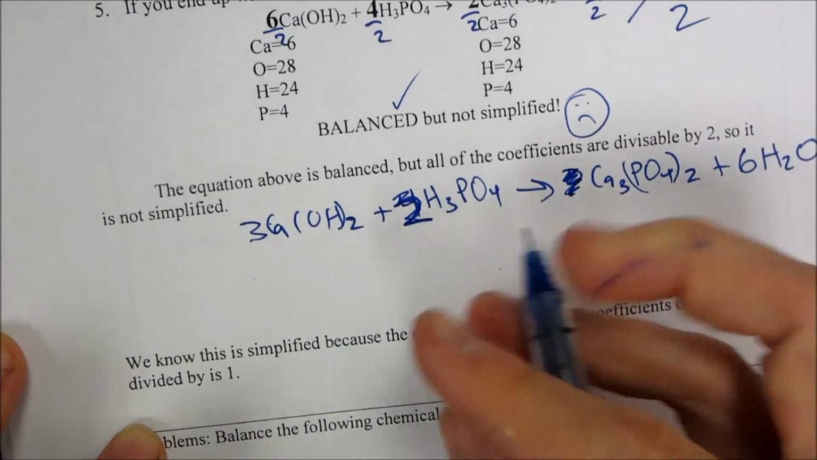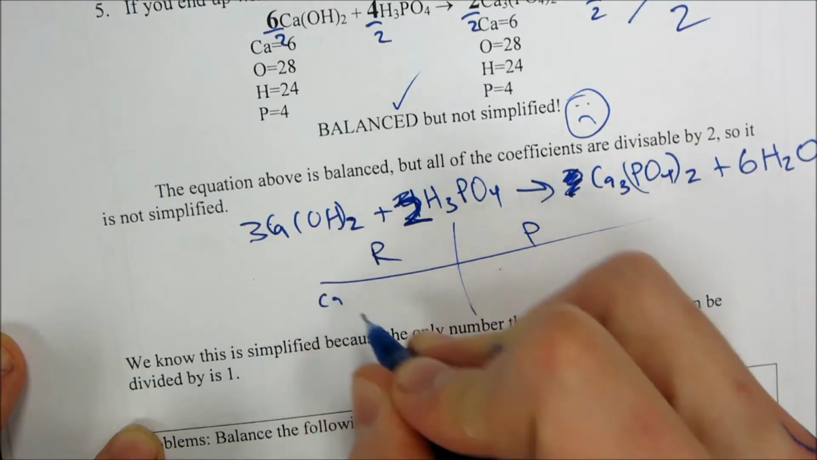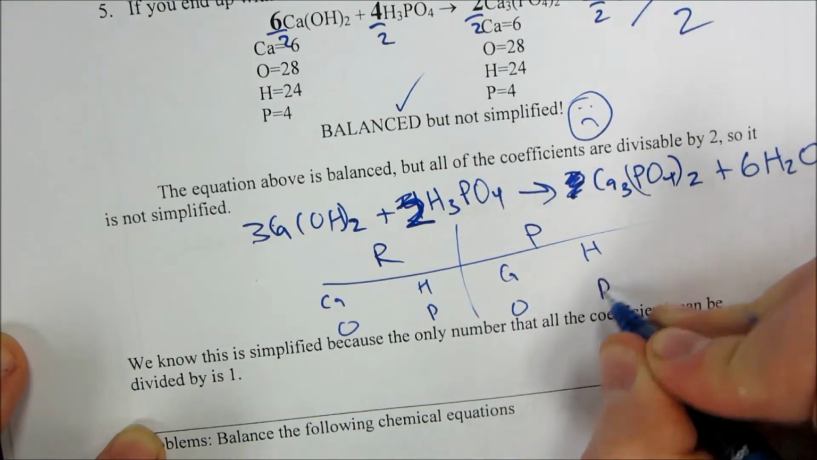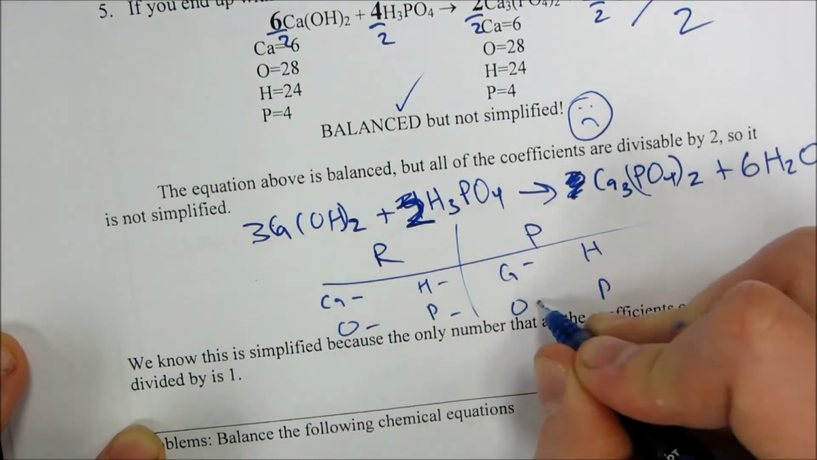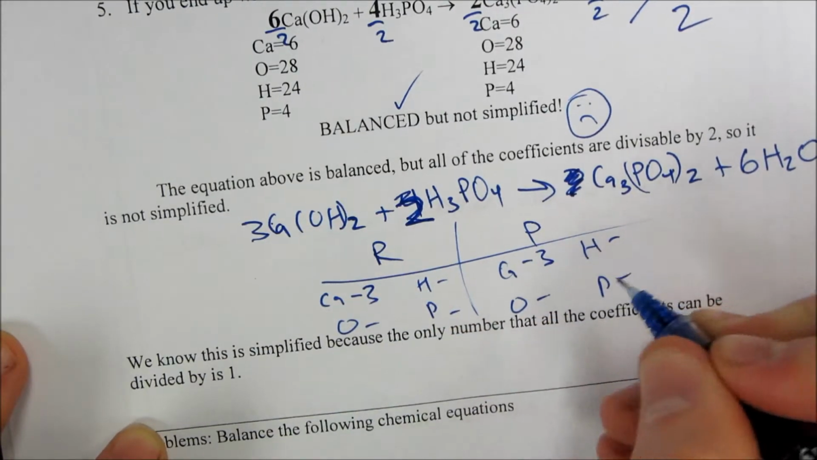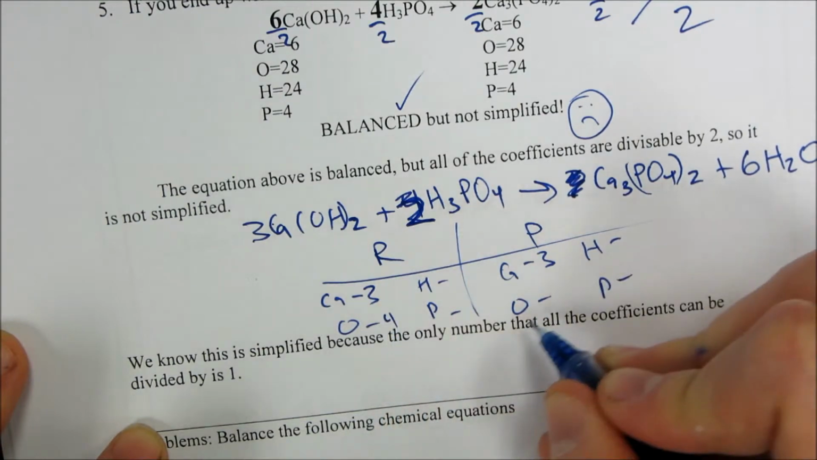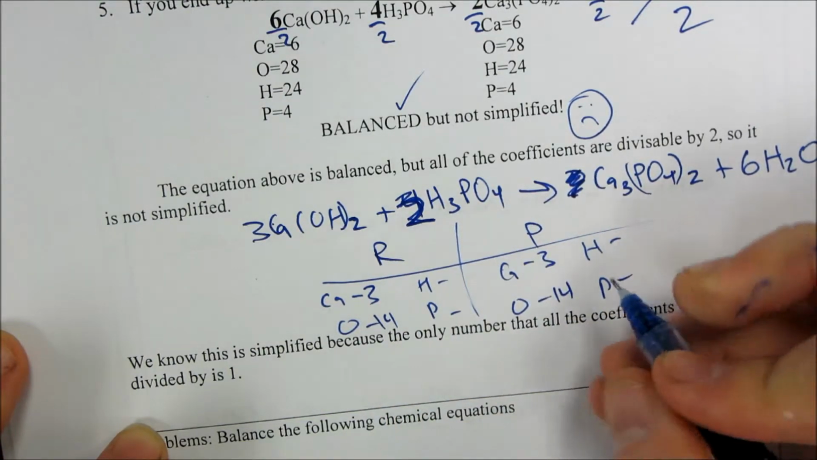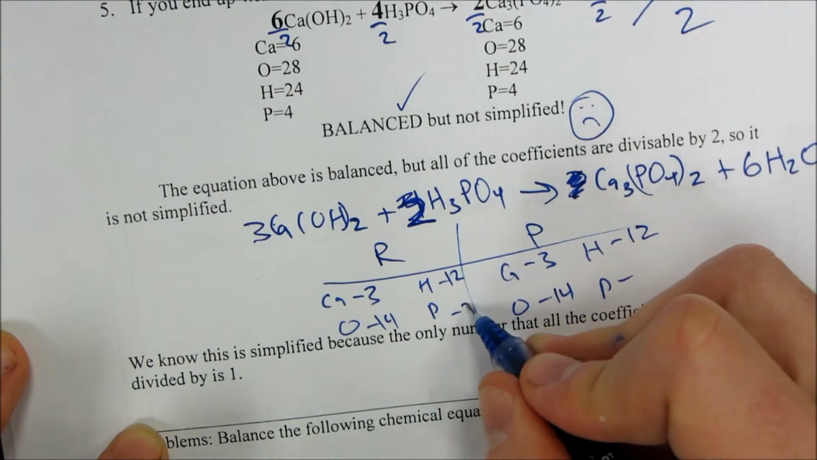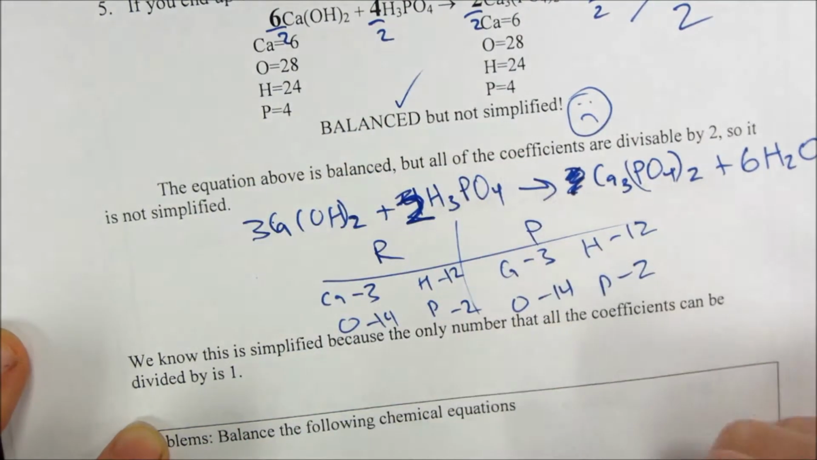And if we counted everything up, we're going to see we got 3 calciums on both sides. We've got, what do we have, 14 oxygens on both sides. Looks like 12 hydrogens on both sides. And 2 phosphoruses on both sides. And this thing is totally balanced.